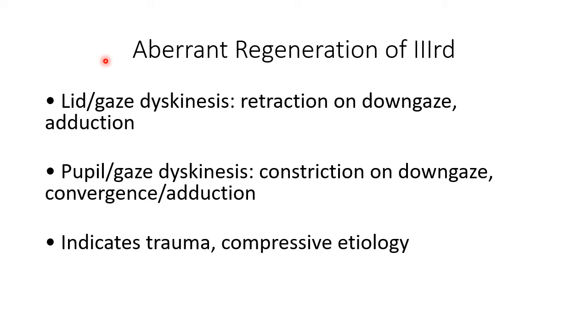You can have aberrant regeneration of the third nerve after trauma or compression. What happens here is that fibers that were supposed to go to one particular muscle, supplied by the third nerve, now go to another one after injury. The classical combination of lid gaze dyskinesias occurs when there's retraction of the eyelid in down gaze or on adduction. It is one of the classical syndromes of aberrant regeneration. Another one is pupil gaze dyskinesias, where there's constriction of the pupil in down gaze or on adduction.